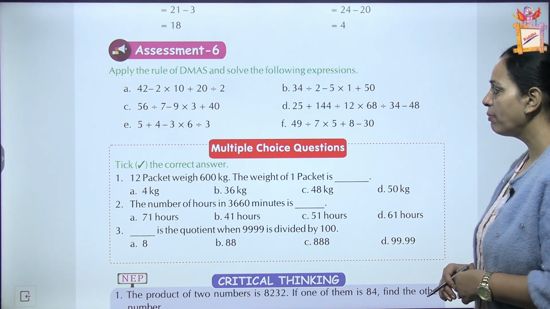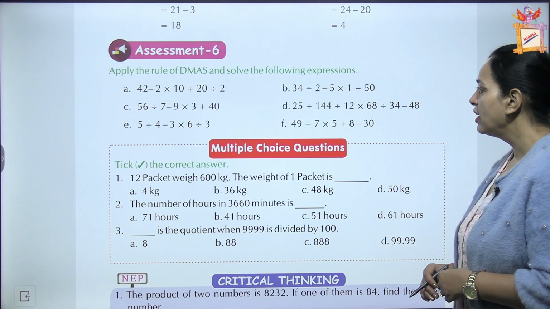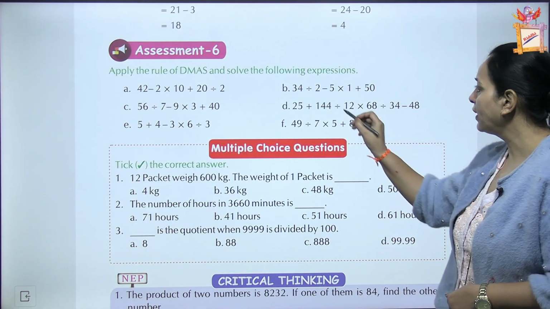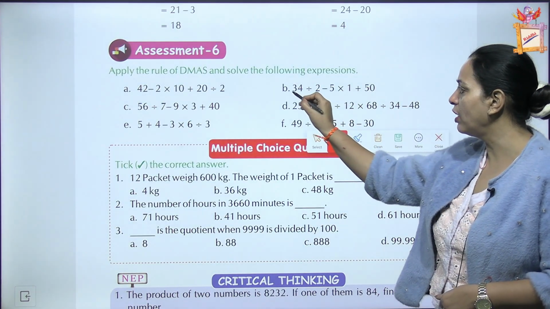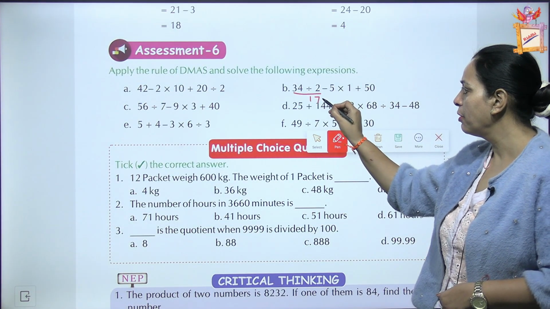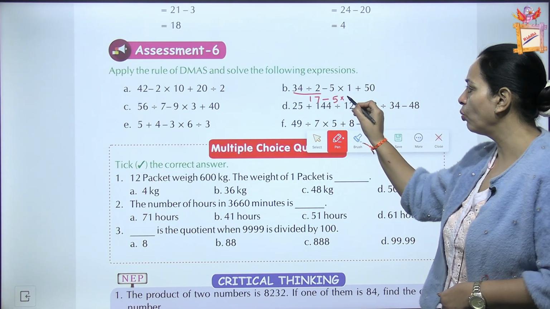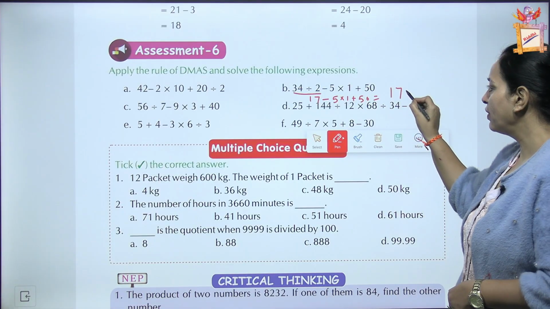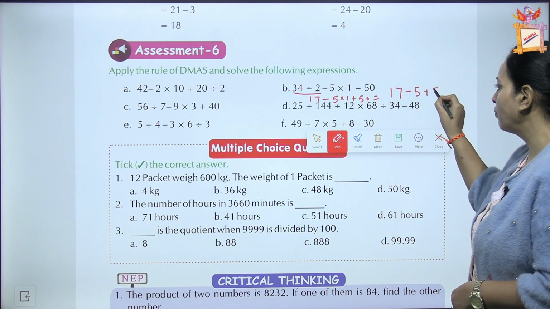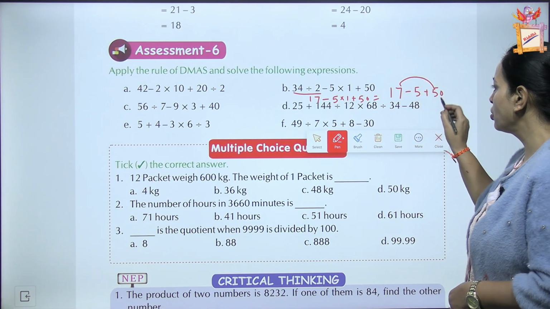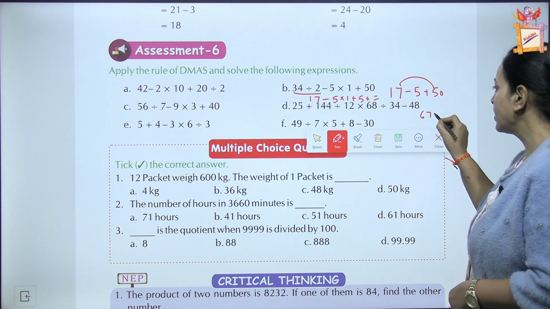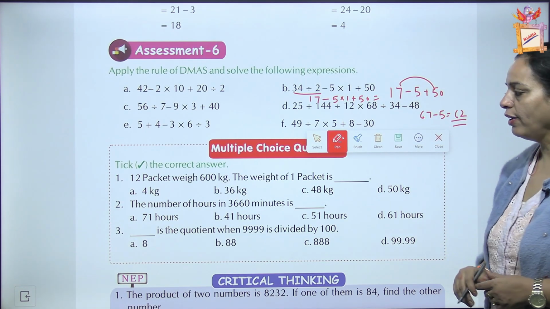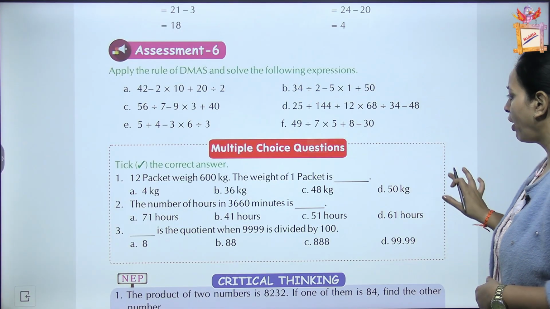Apply the rule of DMAS and solve these expressions. Like here B part, 34 divided by 2 minus 5 into 1 plus 50. So this is 17 minus 5 into 1 plus 50. Now solve, multiply 17 minus 5 plus 50. Now do addition, this is 67 minus 5, this is 62. Okay, so I hope remaining you can try on your own.